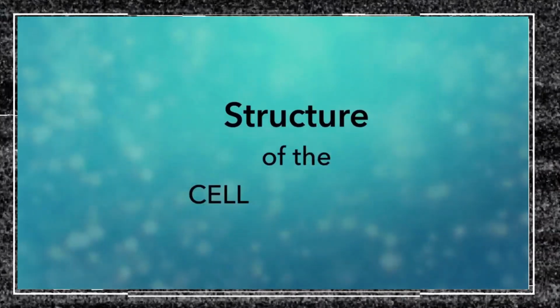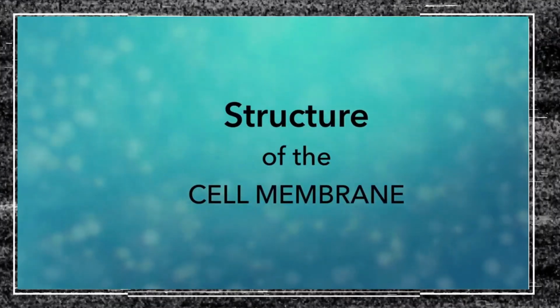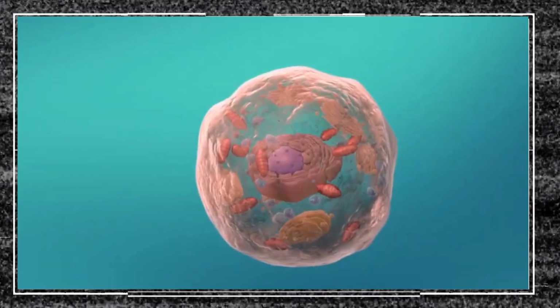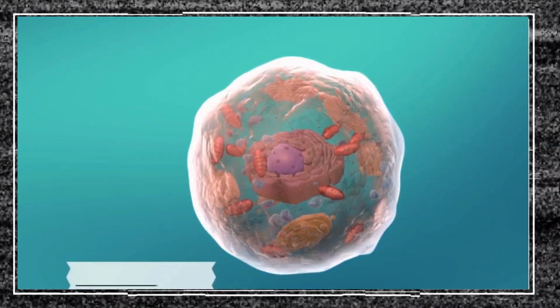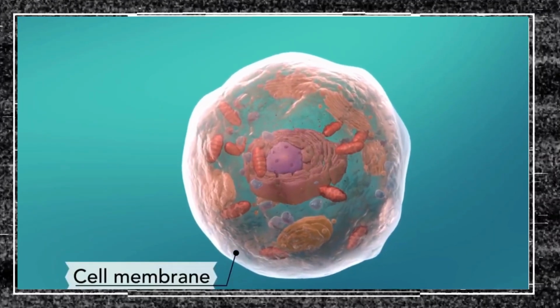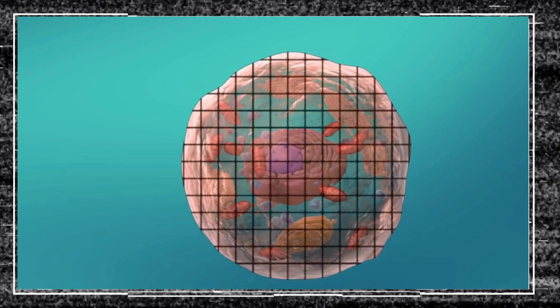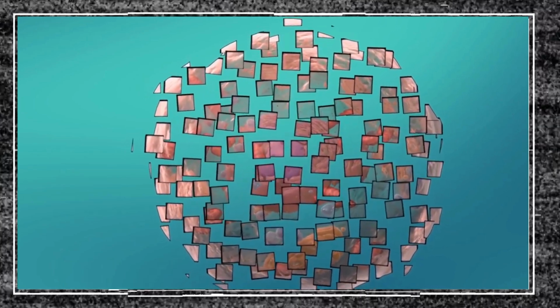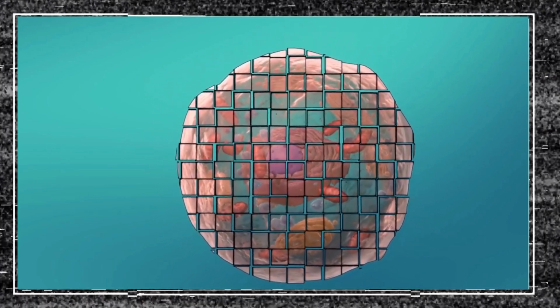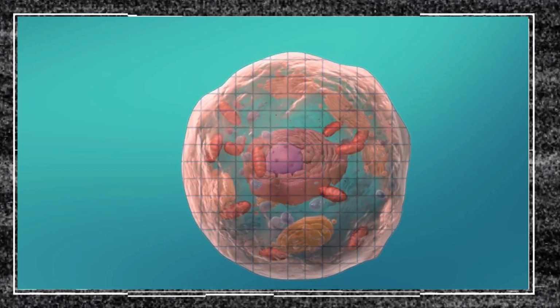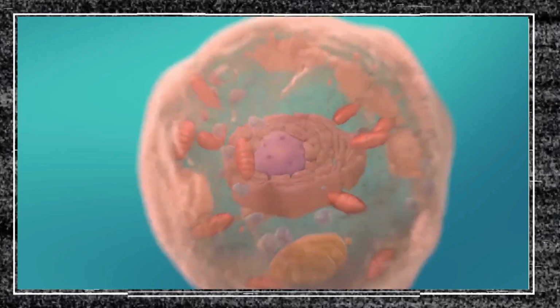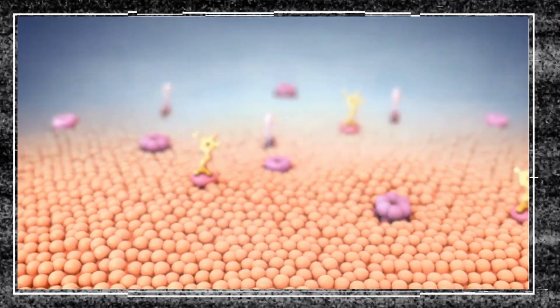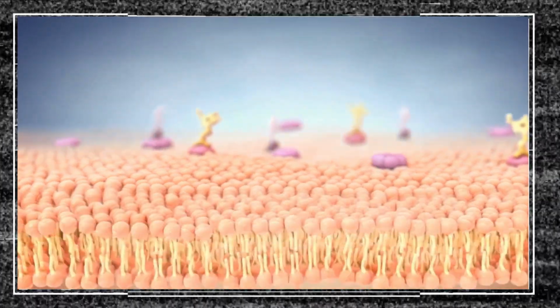In this video, we will be discussing the structure of the cell membrane. When scientists looked at the selectively permeable cell membrane, they described its structure as a fluid mosaic. You might know that a mosaic is a picture made up of little tiles. Like a mosaic, the cell membrane is made up of different parts as well.